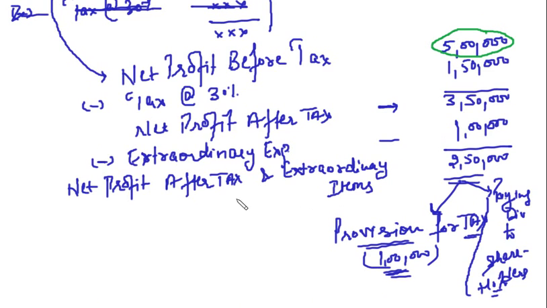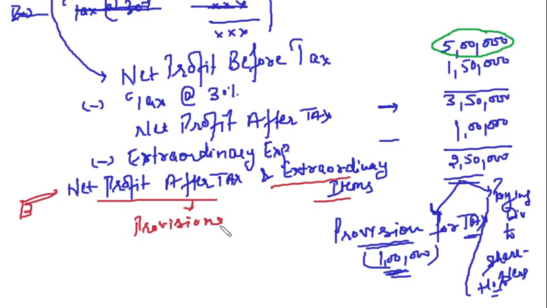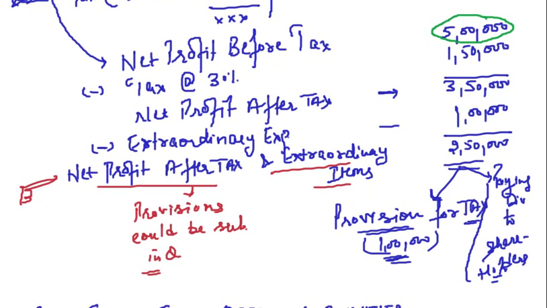So now what you will be given in the question is this amount: net profits after tax and extraordinary items, and out of that, even the provisions could be subtracted in the question. Now, what you will be given is net profits after tax and extraordinary items.